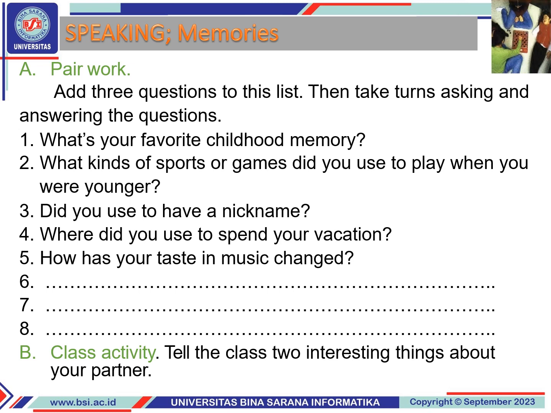And in here, pair work, add three questions to this list. And then take turns asking and answering the questions. For example, what's your favorite childhood memory? What kind of sport or game did you use to play when you were younger? Did you use to have a nickname? Where did you use to spend your vacation? How has your taste in music changed? And for class activity, tell the class two interesting things about your partner. Okay, it will be individual tasks. So you have to do this one by one.